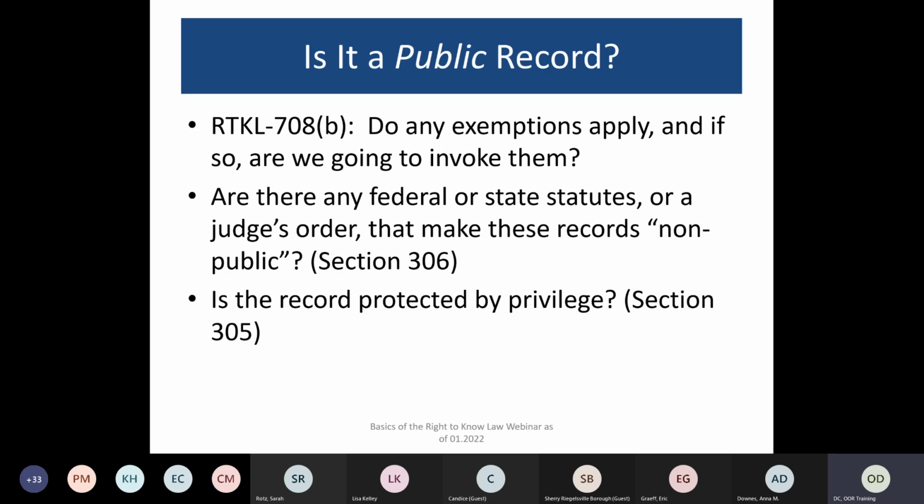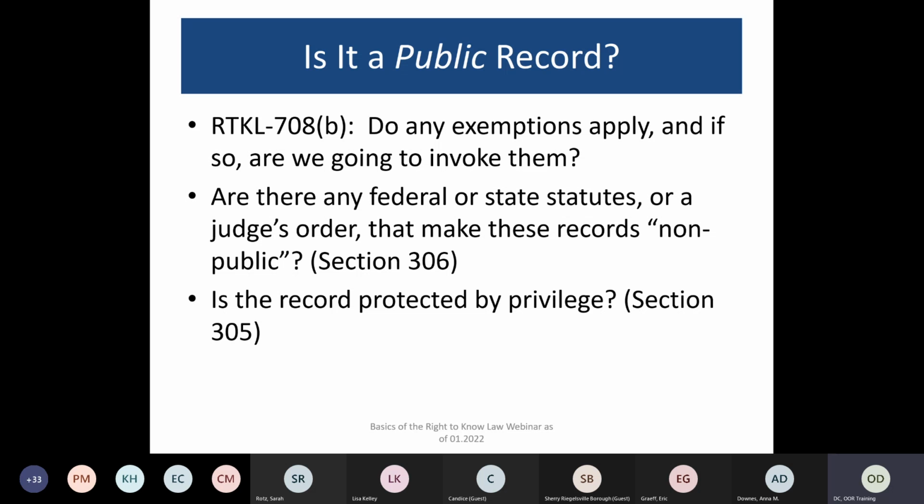For instance, we talked about public employee records. Let's talk about HIPAA, the Health Information Portability and Accountability Act. HIPAA actually makes it illegal to release health records for anyone.